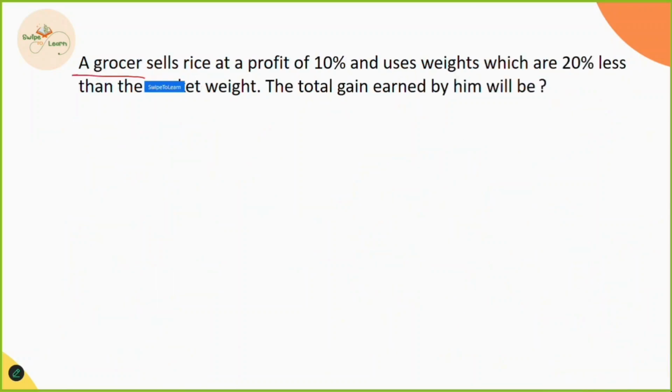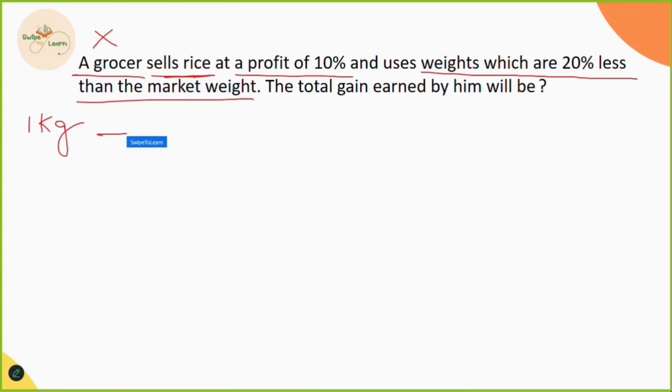A grocer sells rice at a profit of 10% and uses weights which are 20% less than the market weight. This person is a miscellaneous dealer, so he's not a correct one. He's selling rice. Let us assume that he is selling 1 kg of rice at 100 rupees per kg. Now he is earning a profit of 10 rupees.